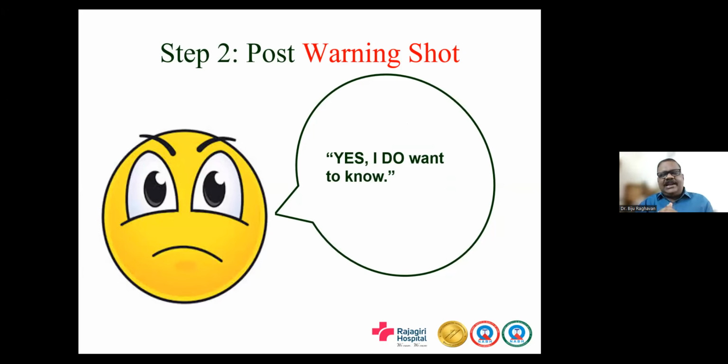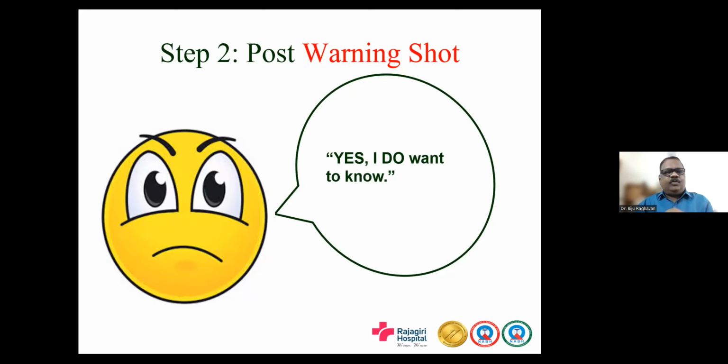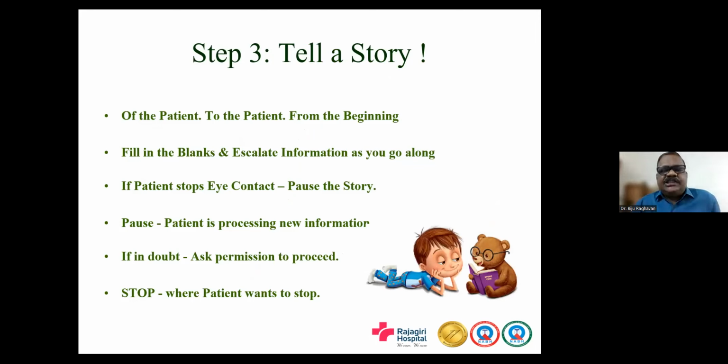So the first criterion of the individualized disclosure model: figure out whether the individual in front of you wants to know or does not want to know. You figure it out by giving a warning shot. There is no confusion. You have absolute clarity about the person sitting in front of you, whether the person wants to know or not. And once you have a person who looks into your eyes and says, "Yes, I want to know," then you tell a story.